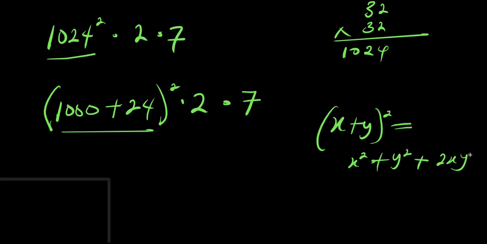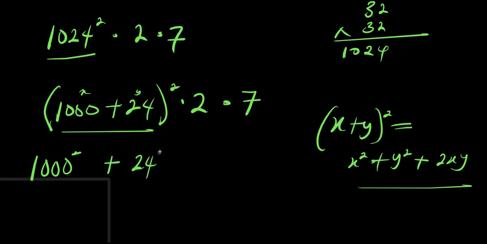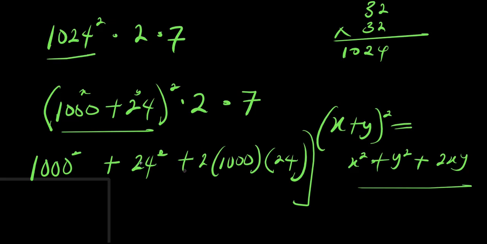So from here, I apply this. 1000 is my x, this is my y. So what I'm going to do will be to expand using this. So I'm going to have 1000 power 2 plus 24 power 2 plus 2 times 1000 times 24. And everything here multiply 2 times 7. But let's work on what we have here first.